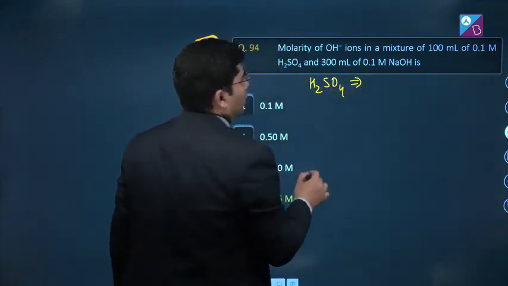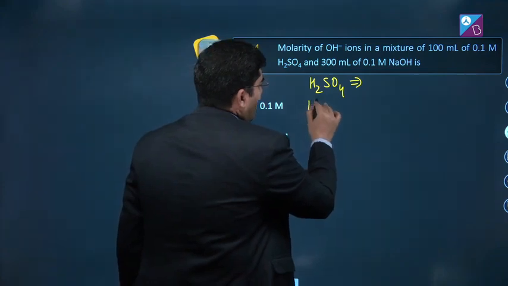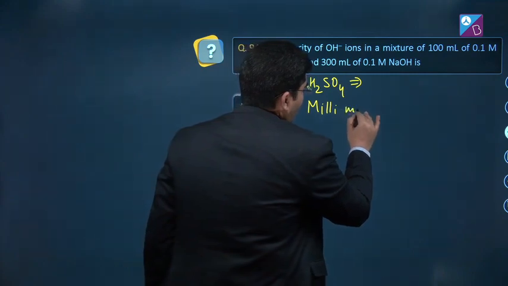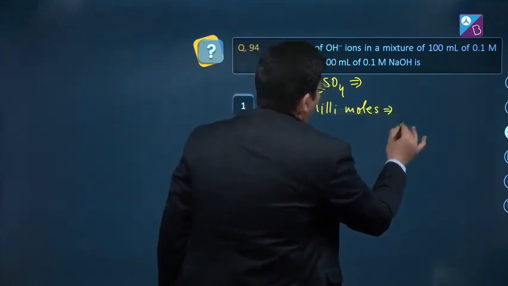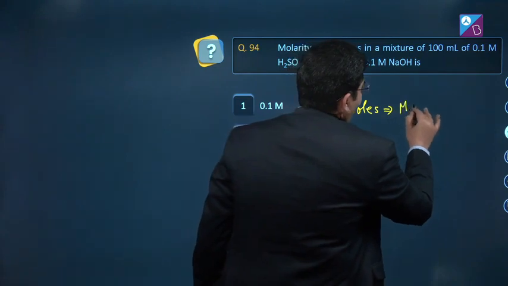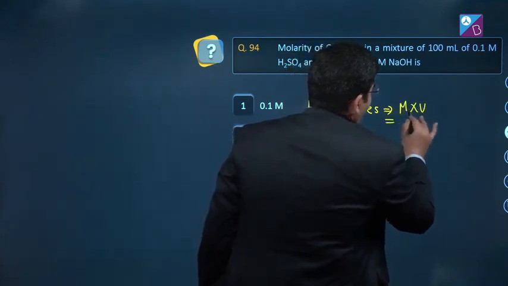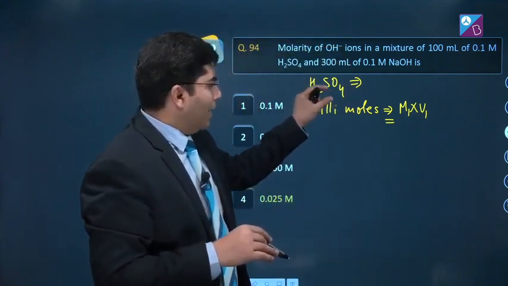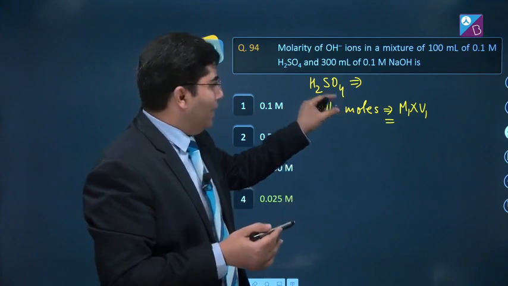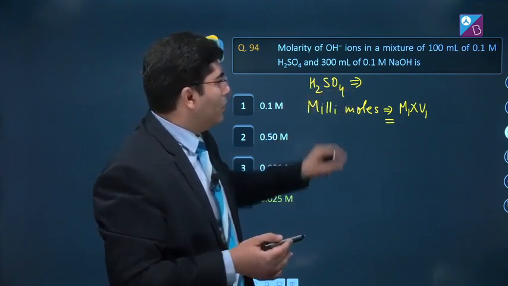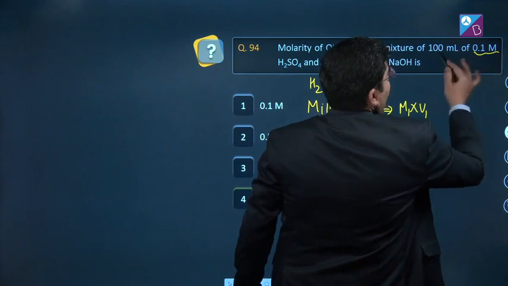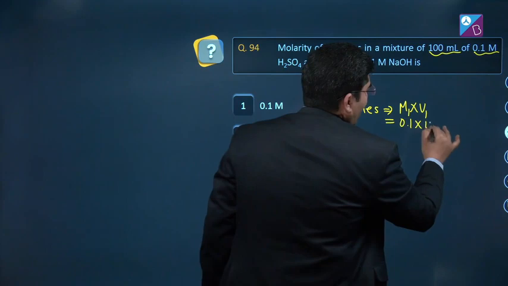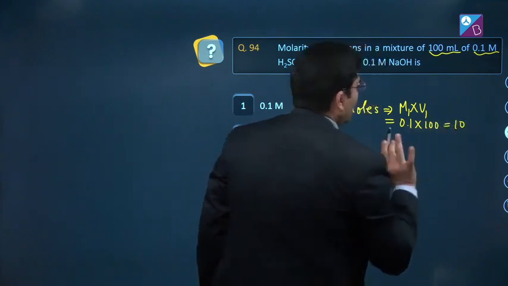Let's talk about H2SO4. For H2SO4, first I will find the millimoles. And how will I find the millimoles? Molarity into volume. Let's assume the molarity is M1 and the volume is V1, and both are given to us. So this is 0.1 multiplied by 100, and that is equal to 10, right?